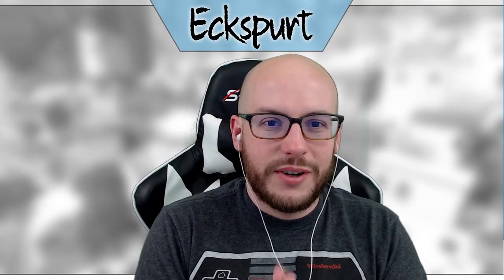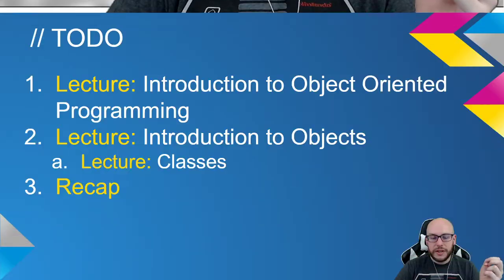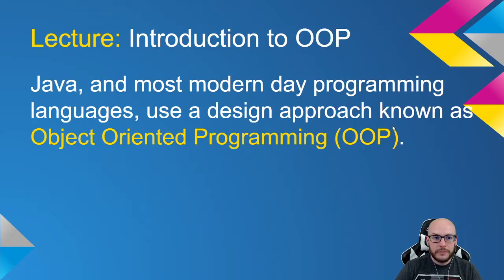Okay, here we go with our first lesson talking about objects. This whole unit deals with objects, so we're getting introduced to what those things are and how they play a bigger role in object oriented programming. Java and most modern day programming languages use a design approach known as object oriented programming, or just simply OOP. The counterpart to this is procedural or functional programming languages, which are more so used for like math.